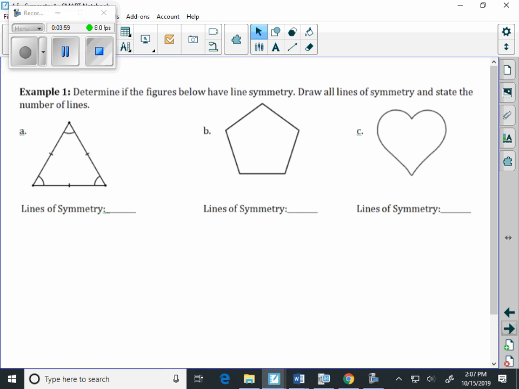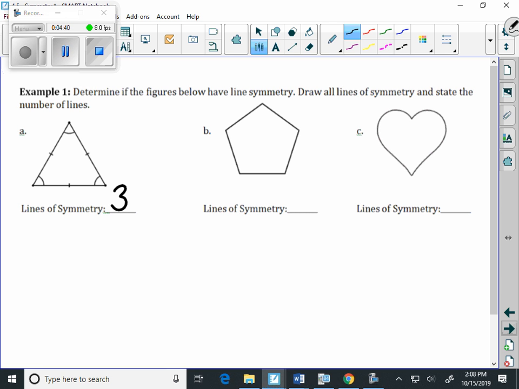Well, let's look at a couple of examples here. It says determine if the figures below have line symmetry, and then draw all lines of symmetry and state the number of lines. Well, the first picture is clearly marked as 3 congruent sides, 3 congruent angles, also known as an equilateral triangle. And because it's a regular polygon, we're going to have 3 lines of symmetry because there are 3 sides in this picture.